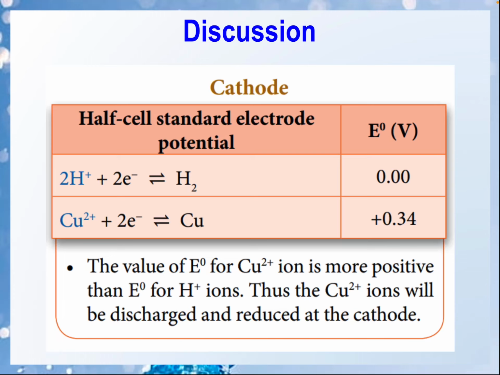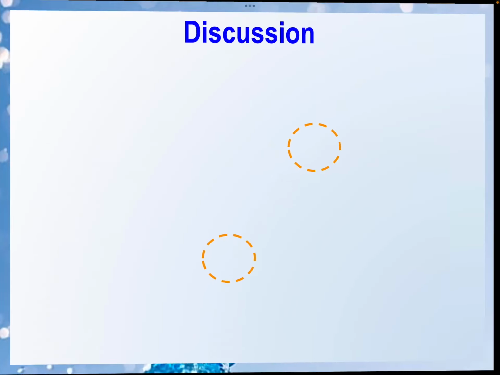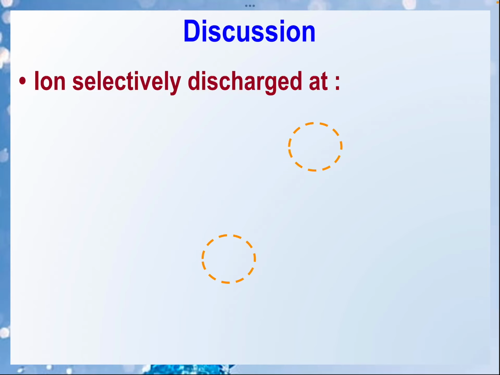Tu kita tahulah more positive. So E naught value more positive, the ions will receive electrons to produce copper atom. Okay, so ingat balik semula, cikgu pesan kalau receive electrons, ambil je balik daripada E naught value punya equation dari kiri ke kanan. Tapi kalau oxidation, ambil dari kanan ke kiri.